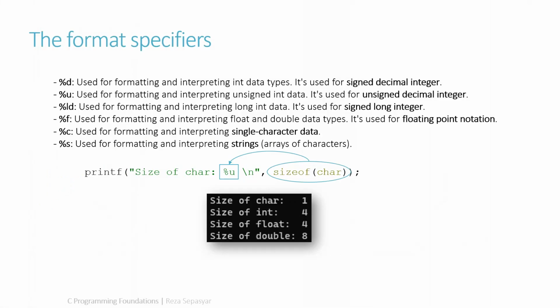These are some of the common format specifiers used in C. %d used for signed decimal integer, %u used for unsigned decimal integer, %ld used for signed long integer, %f used for floating point notation, %c used for single character data, %s used for strings. By using the appropriate format specifiers, you can precisely control how different data types are displayed or read. This is crucial for providing a clear and user-friendly interface when dealing with various types of data in C programming.